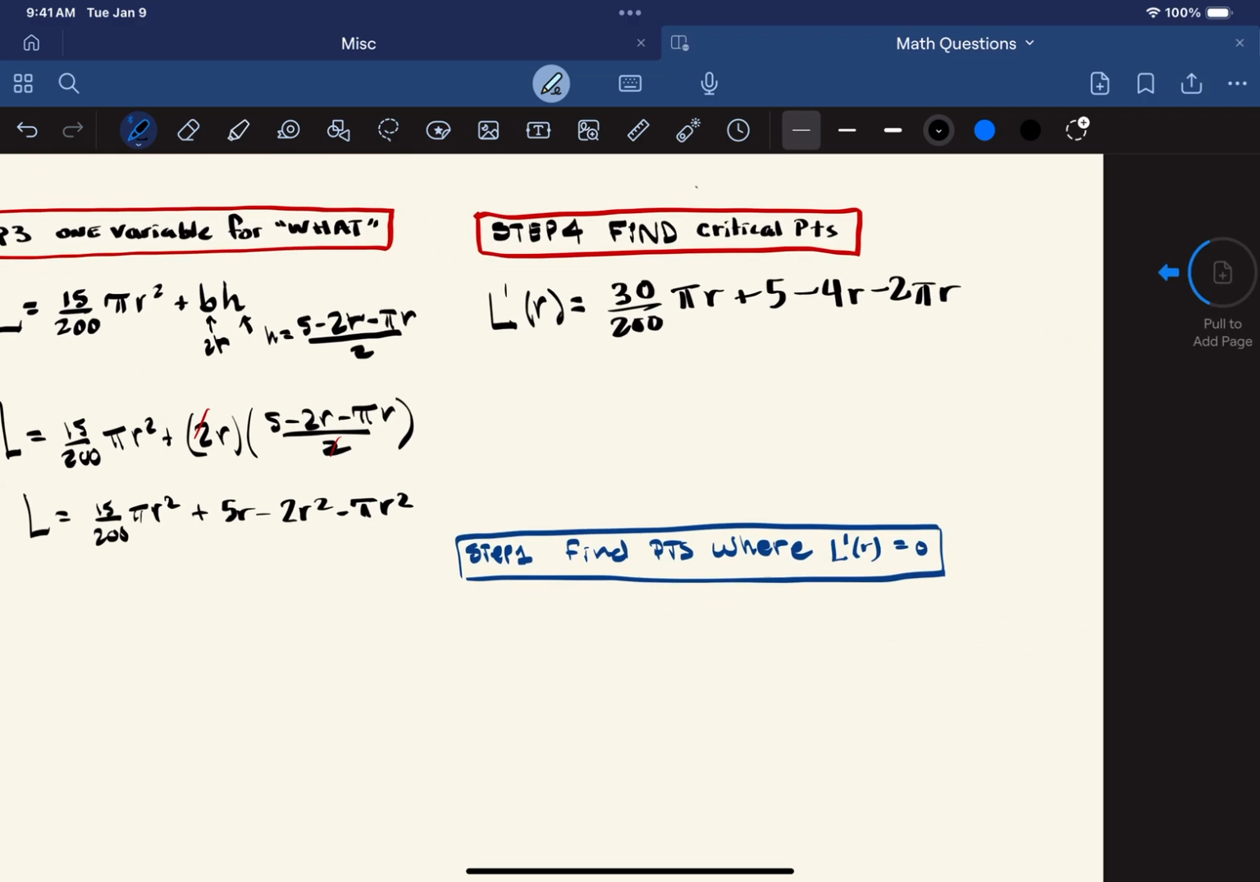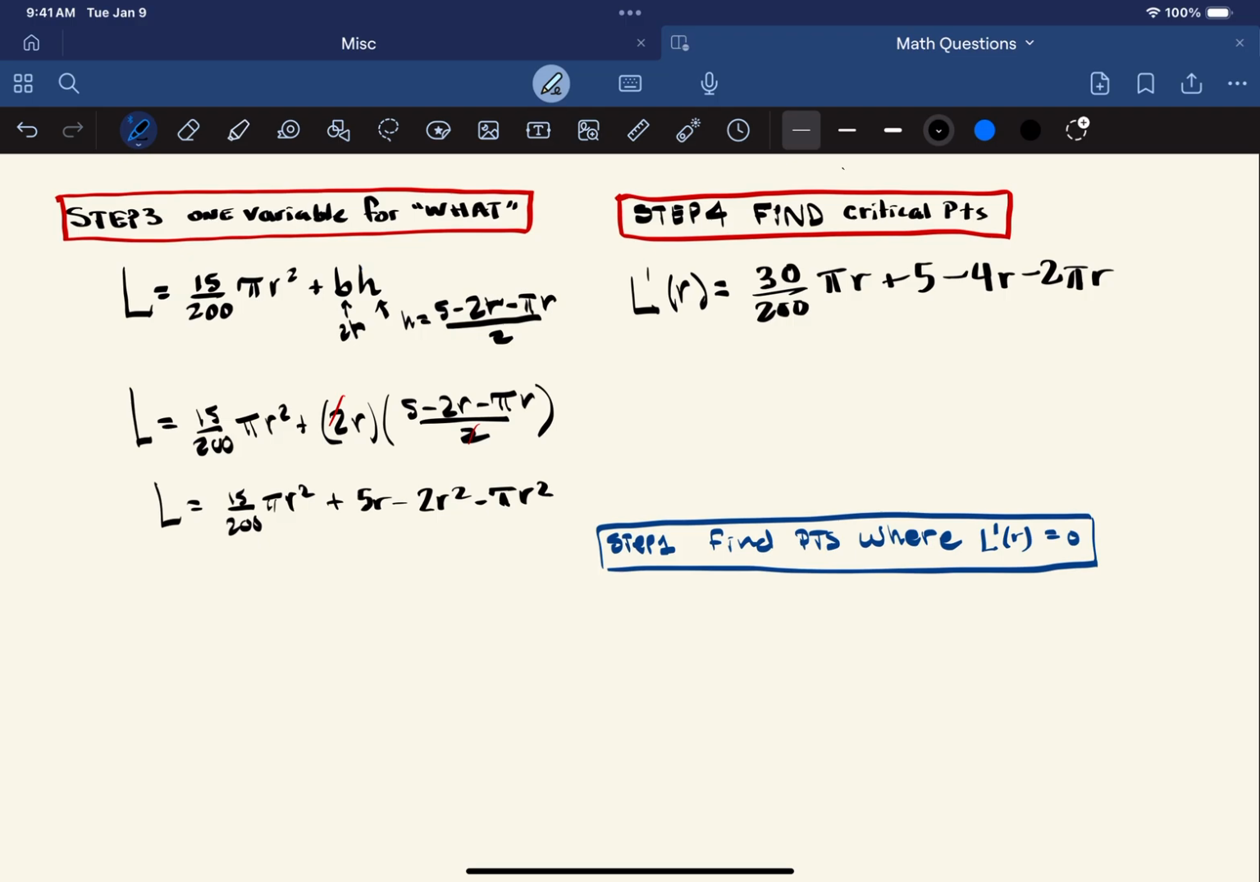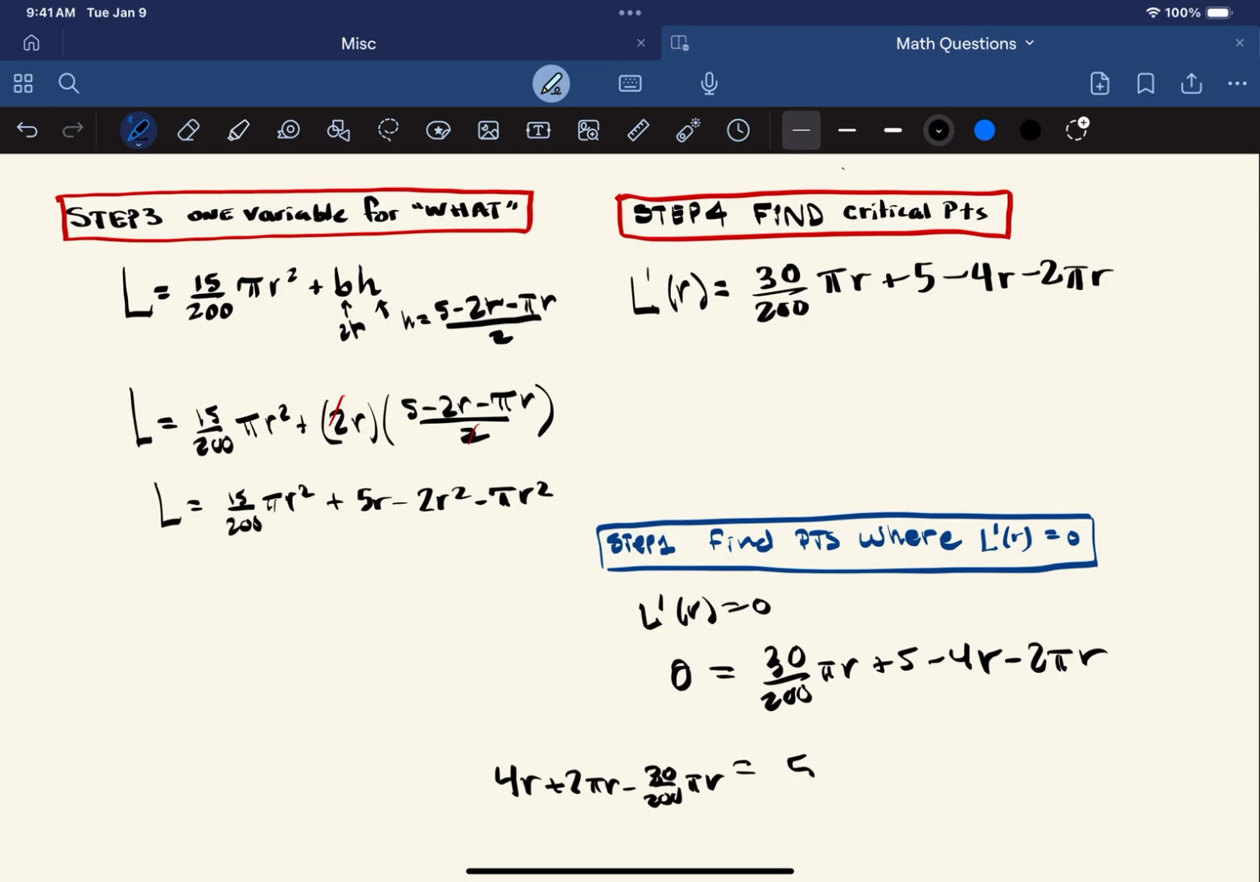And find the places where that's equal to 0. So we set that equal to 0. L prime of R is equal to 0. That means that 0 is equal to 30 over 200 pi R plus 5 minus 4R minus 2 pi R. That tells you that 4R plus 2 pi R minus 30 over 200 pi R is equal to 5.